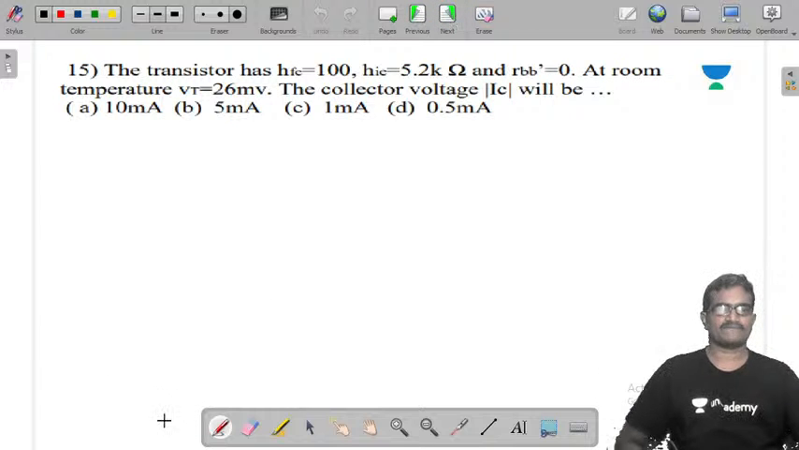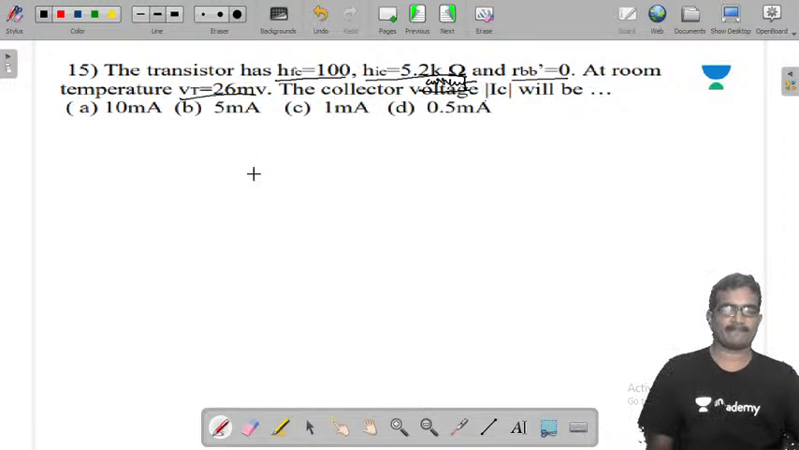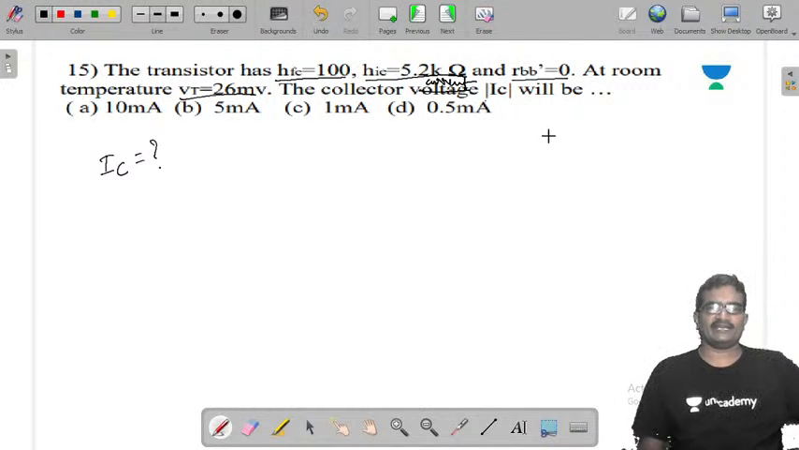So next one is, the transistor has hfe equals 100, hie equals 5.2k, rbb dash equals 0. You get this rbb dash in transistor at high frequencies, and the temperature room VT is 26 millivolts. The collector current, what is the IC they are asking? What is the IC value? They gave hfe and hie.